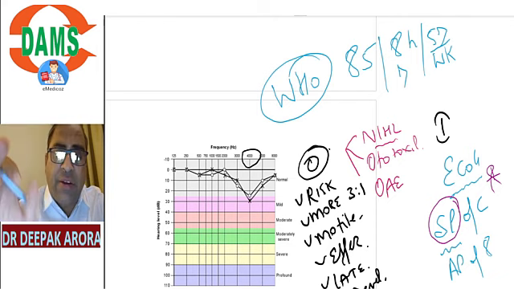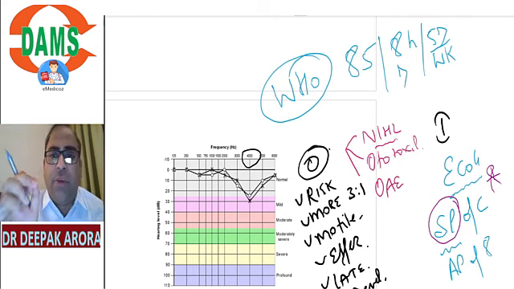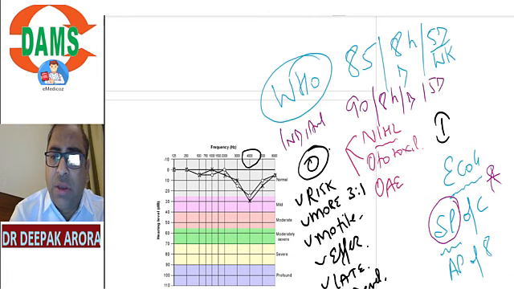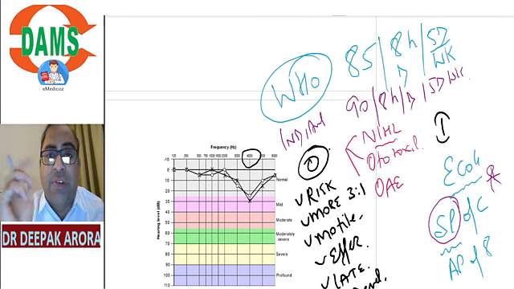What is the Indian Factory Act? Can anyone write in the chat box? What is the Indian Factory Act? Indian Factory Act is 90 decibel. Rest everything is the same. Instead of 85, it is 90 decibel.